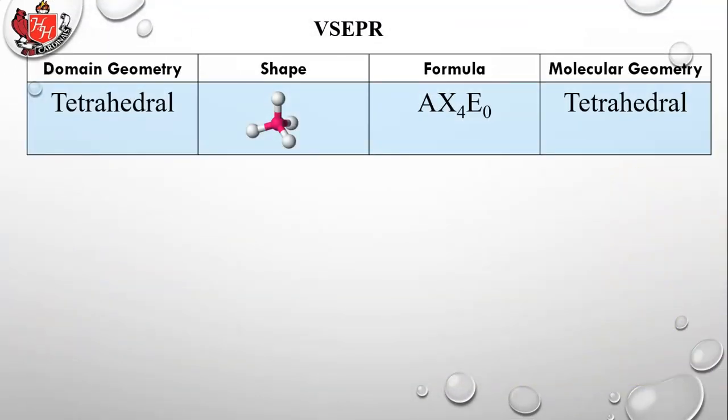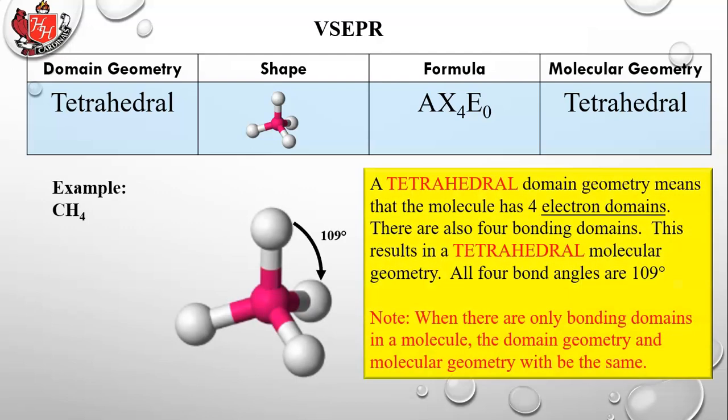Okay, now we're going to move on to a new family, the Tetrahedral family. A tetrahedral domain geometry means that the molecule has 4 electron domains. There are also 4 bonding domains in this particular molecule. This results in a tetrahedral molecular geometry, and all 4 of the bond angles are 109 degrees.